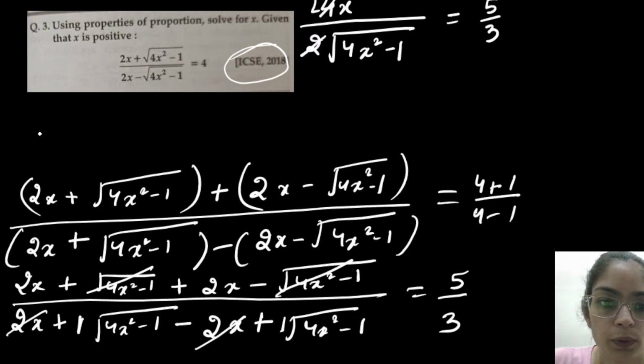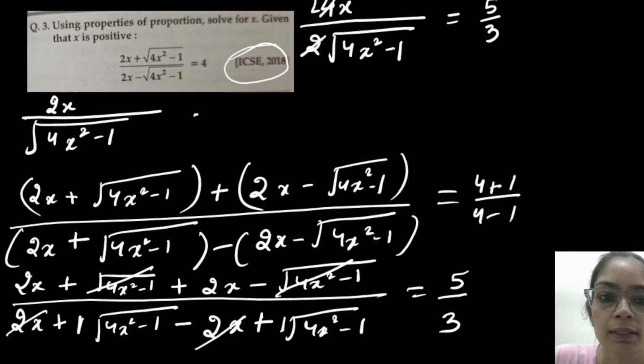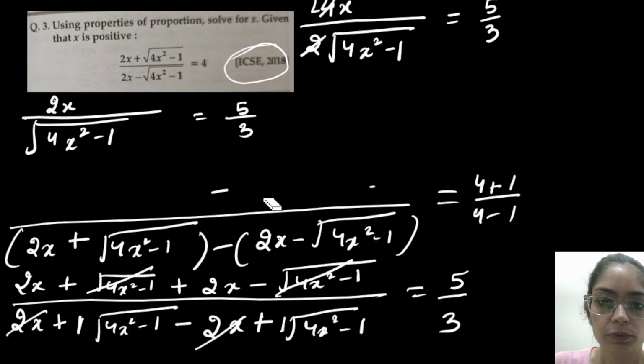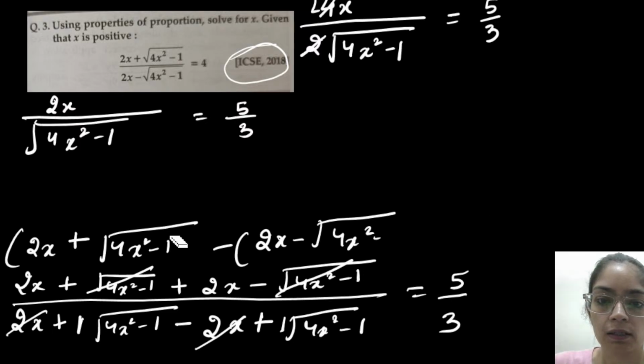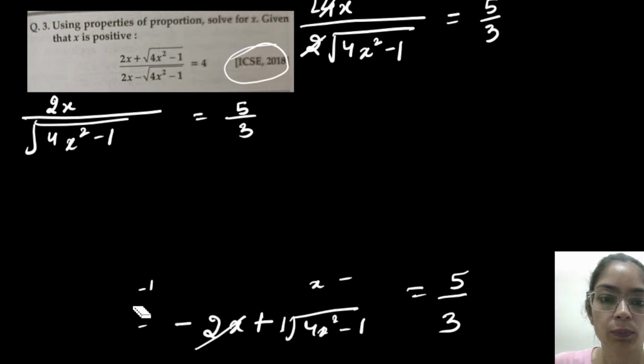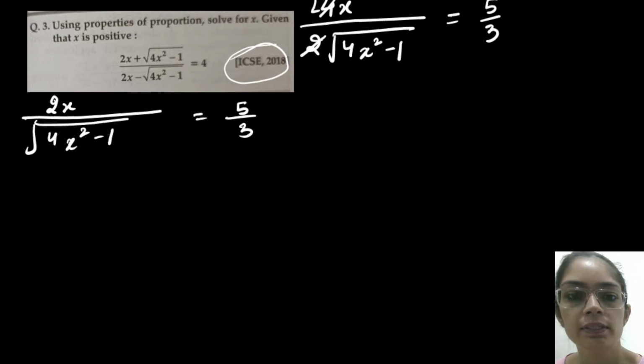Then, what I am left with now is 2x by root 4x square minus 1 is equal to 5 by 3. Now remember one thing. I hope you have already written along with me. Whenever a square root is there, just remember all these steps, because in each and every question we have to do this only, and you can expect only these types of questions here.